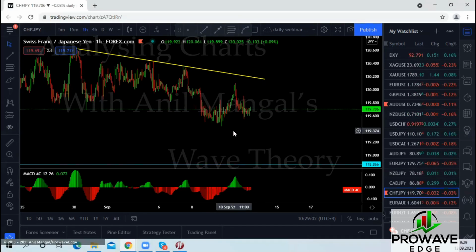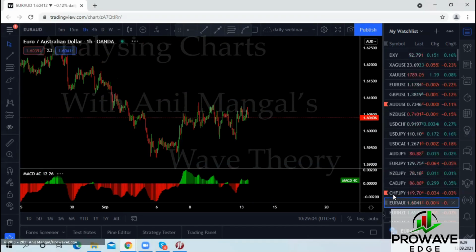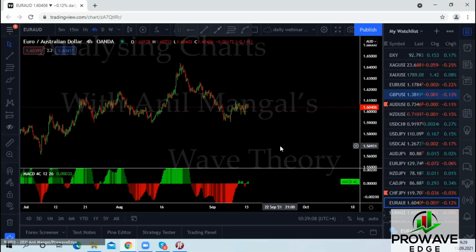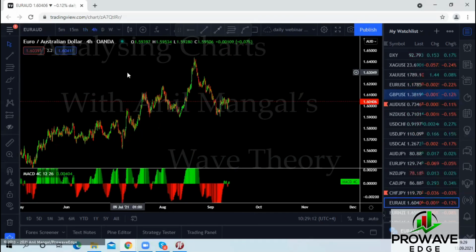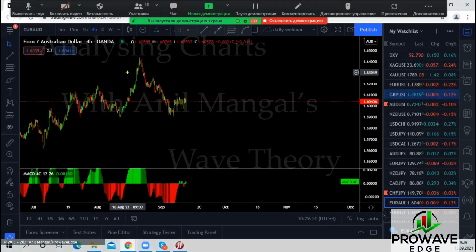Just going sideways. Euros. Let's see what the big picture is. Consolidating might be the start of the downside. This is a pretty nice impulse. So if this consolidates here and goes like this, we could be looking for downside.